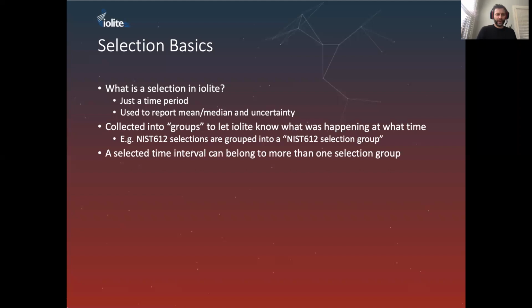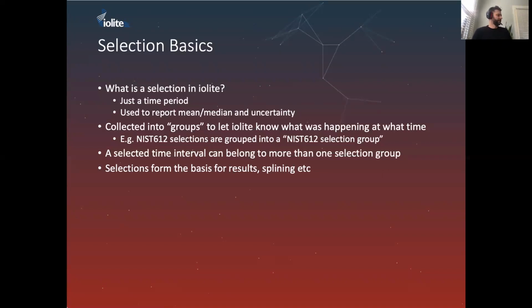The selections don't have to be exclusive. So for example, you could have a secondary reference material, say BCR2G in the example we're going to look at today. And it could be selected as a secondary reference material, but you can also have it in another selection as well. And you can have it in as many selection groups as well. The idea of this is that you can group your samples according to different properties, and they don't have to be exclusive.